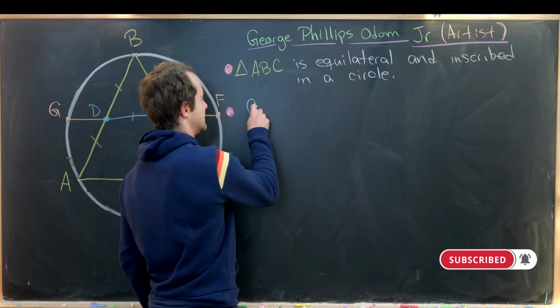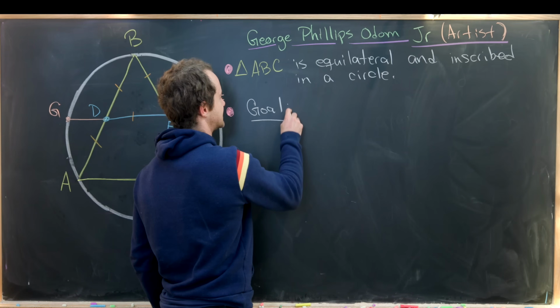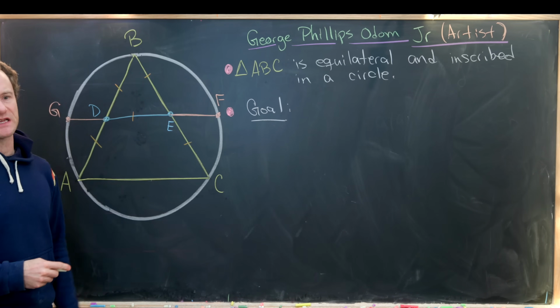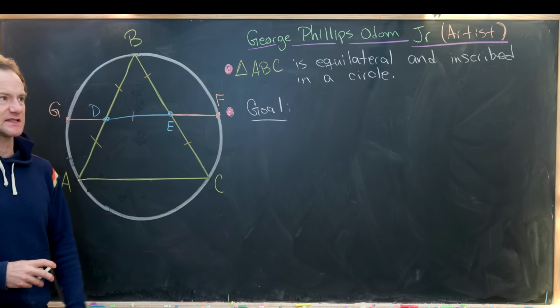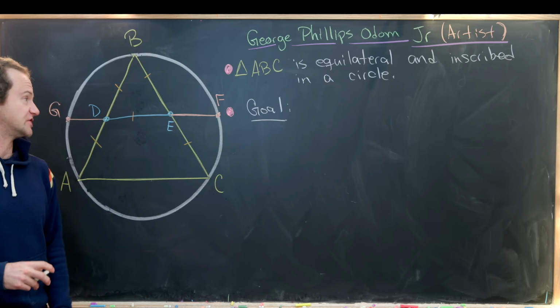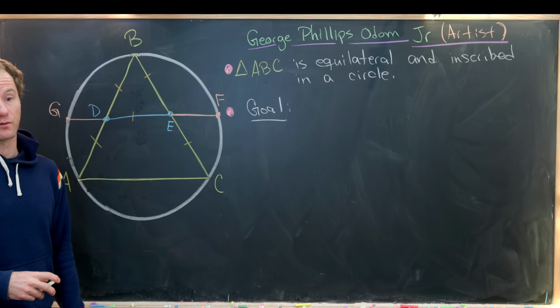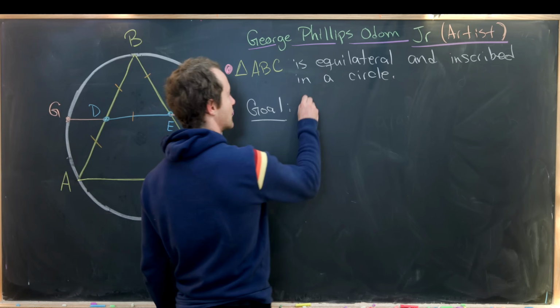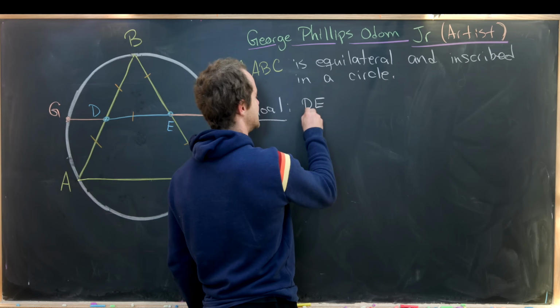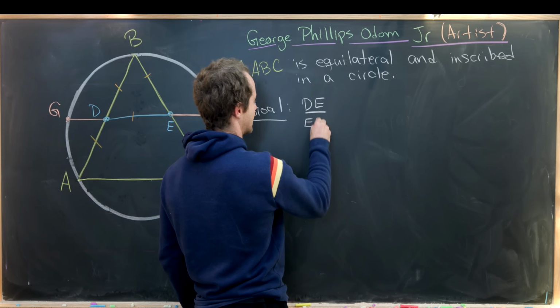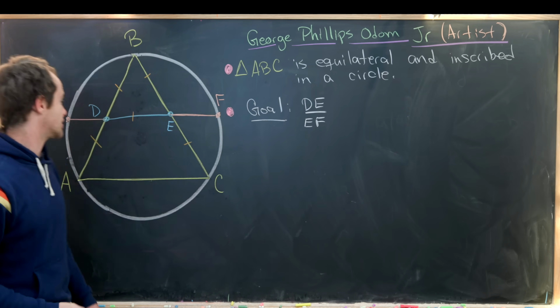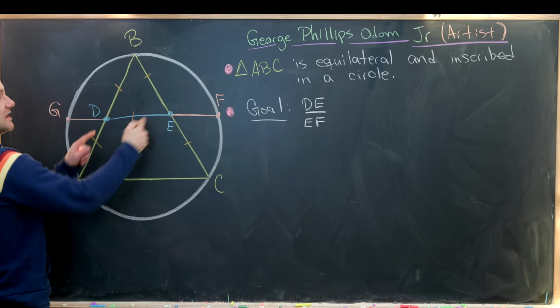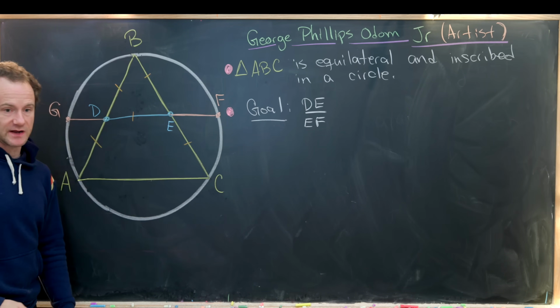And so let's do that. Our goal is to find the ratio of two line segment lengths here. Well, that should make sense because I said that this was about the golden ratio. So we should probably be finding the ratio of something. And we'll find the ratio of side length DE over side length EF. So that ratio. So DE would be this right here, and EF would be this right here.